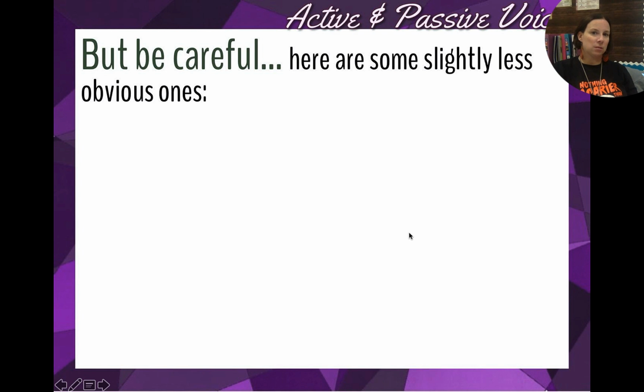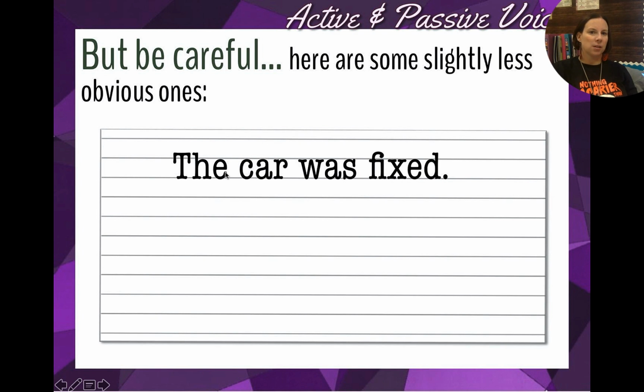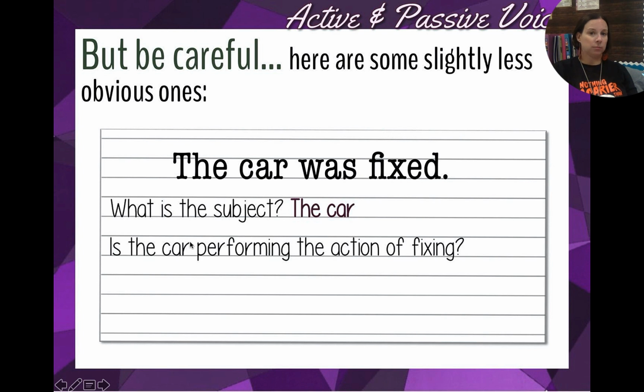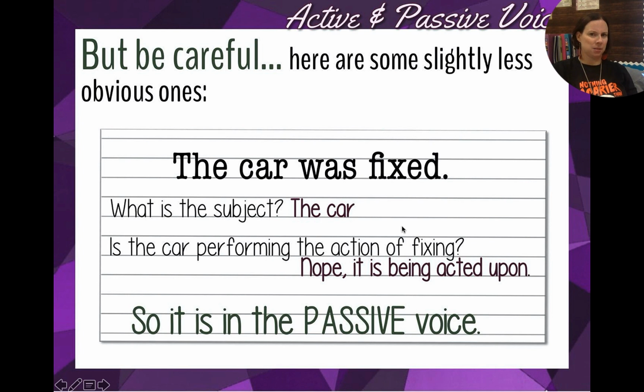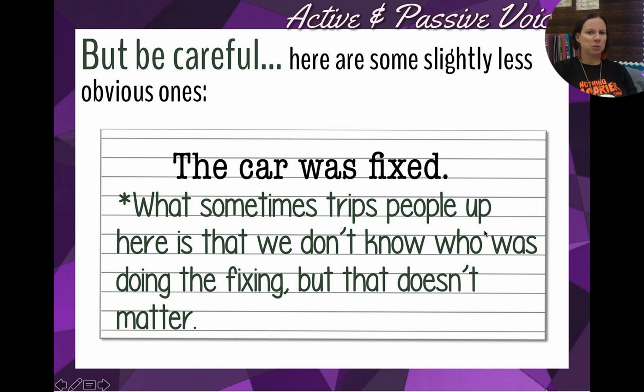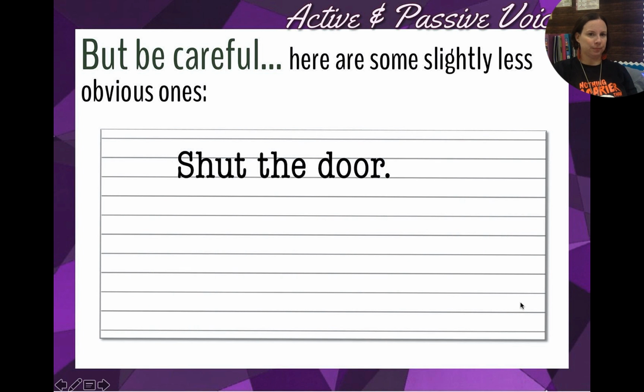But be careful. Some are slightly less obvious. The car was fixed. Okay? What is the subject? The car. Is the car performing the action of fixing? No, the car can't fix itself. So it's passive voice. Okay? What sometimes trips people up here is that we don't know who was doing the fixing, but that doesn't matter.